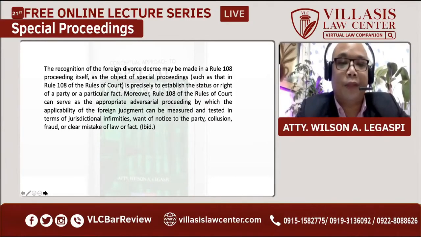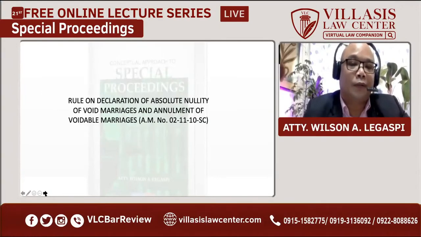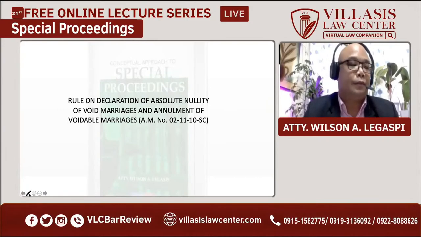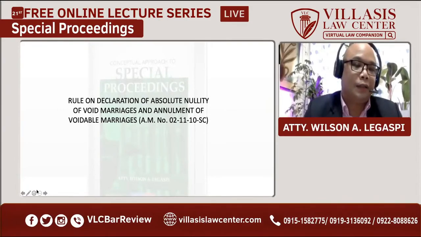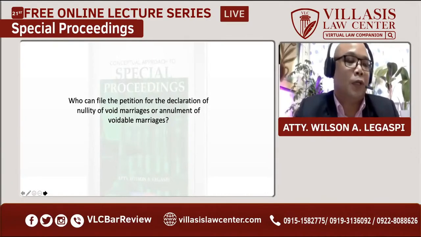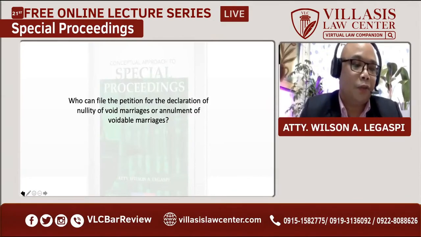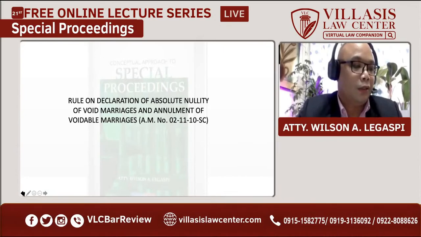Okay. The court further said that Rule 108 of the rules of court can serve as the appropriate adversarial proceeding by which the applicability of the foreign judgment can be measured and tested in terms of what? Of jurisdictional infirmities, want of notice to the party, collusion, fraud, or clear mistake of law or fact. Okay. So that is the ruling of the court as to the issue of when, where we should file a petition for recognition of foreign judgment on divorce.